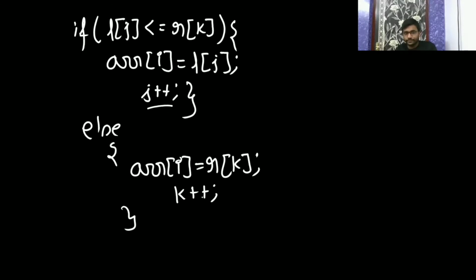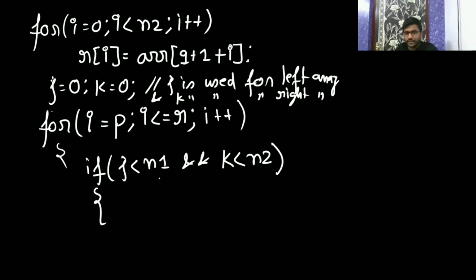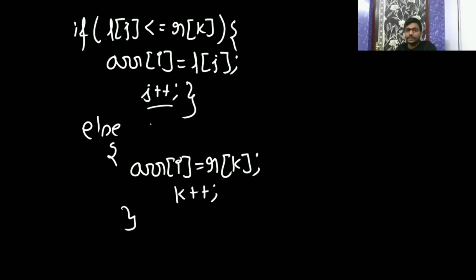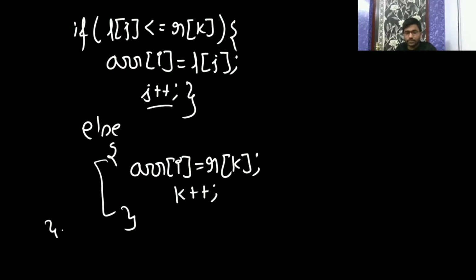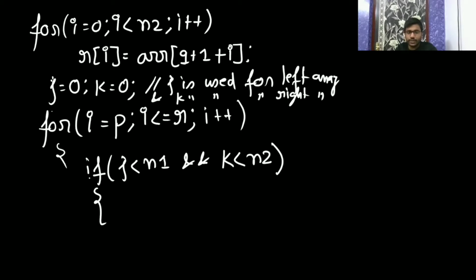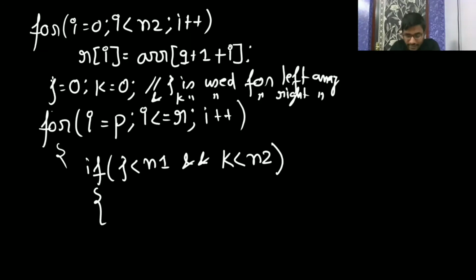Okay, is it clear? So this is the case if j is smaller than n1 and k is smaller than n2. Now this if is closed here. This if is going to have the else part, which applies when j is not smaller or this is false. If either of these is false, then it will not go inside that.